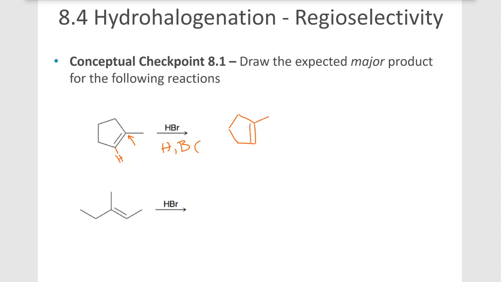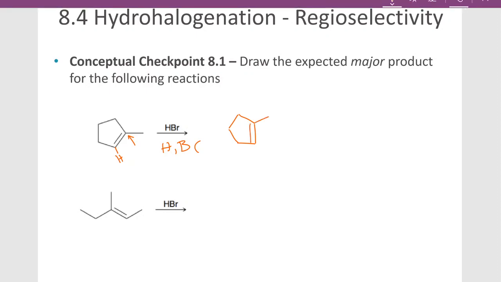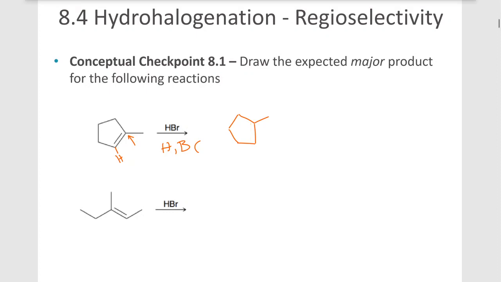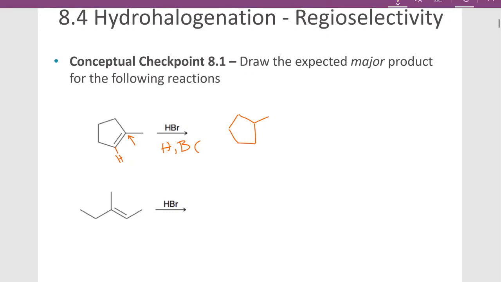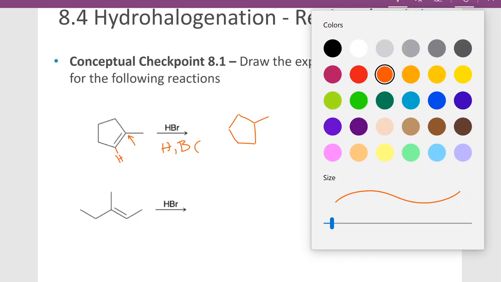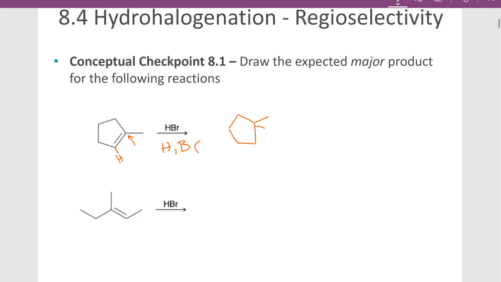let's draw. I'm sorry, I don't know why I did that. I need to erase that double on there. Okay, so our bromine is going to go to this side, and our hydrogen is going to go to the less substituted side. So bromine goes to the more substituted side, hydrogen goes to the less substituted side. Okay, so that would be our product.